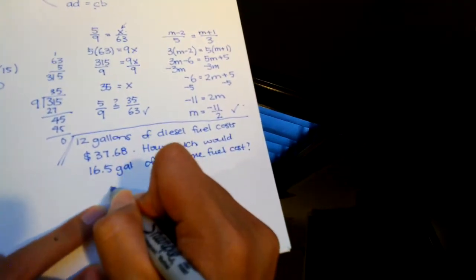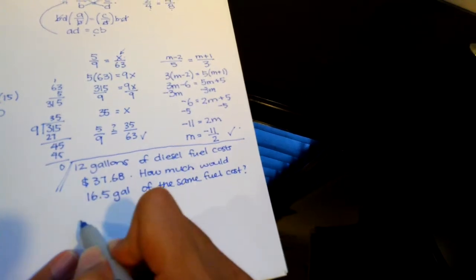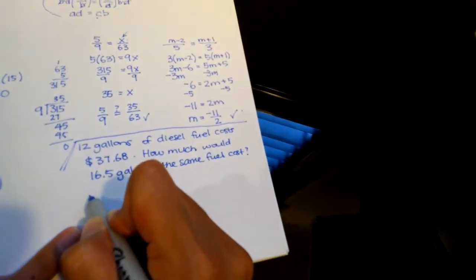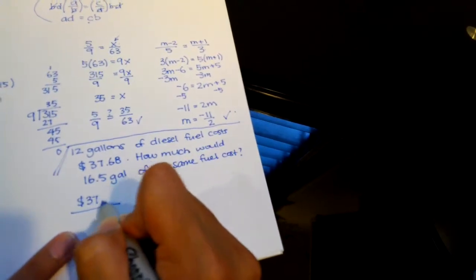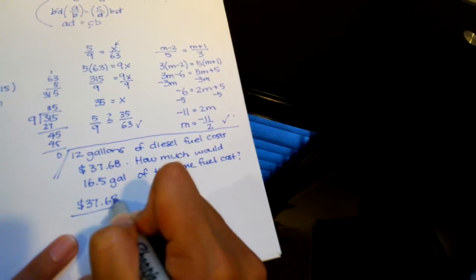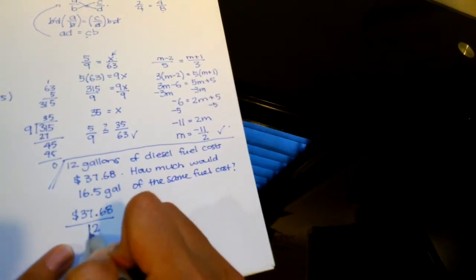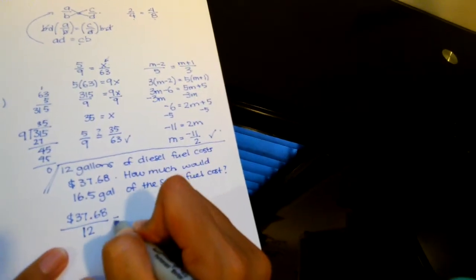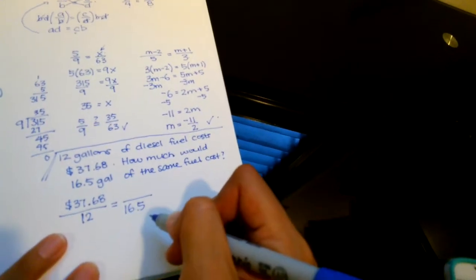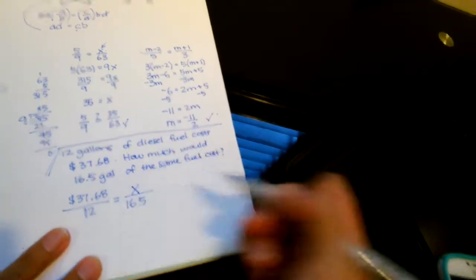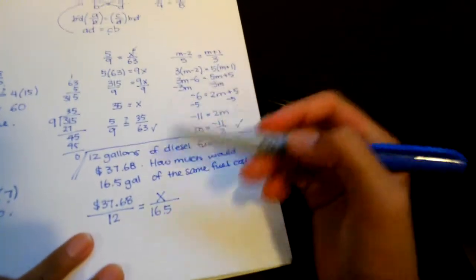So let's see. There are multiple ways to set this up, first of all. The way I'm going to do it is I'm going to put the dollar amount as my numerator. So $37.68 for 12 gallons. I'm trying to find out how much money 16.5 gallons would cost, so I can just say x.